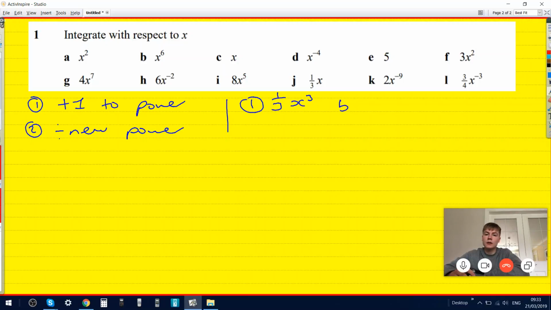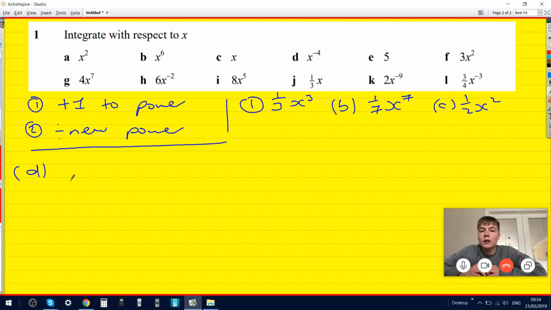And so b? 1/7 x cubed times 7. Yeah, and then about c. Is that a half x squared? Yeah. D? Is that minus 4? Does it say so? Yeah. Is it minus 1/3 x? The power minus 2. Yeah.